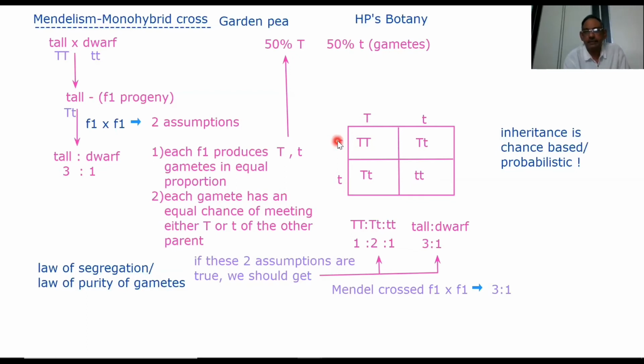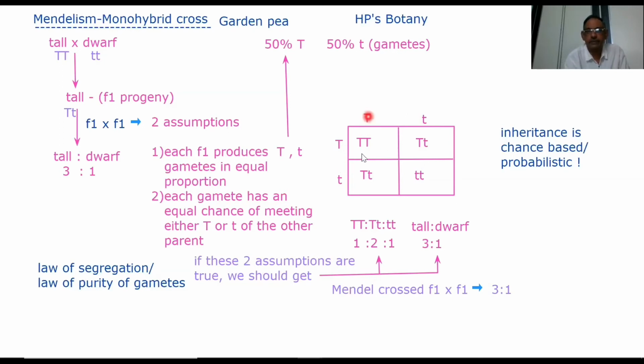And this gamete can meet this gamete or this gamete with equal chance. There is no preference. There is no interference. It's all chance probability. Any gamete has an equal chance of meeting any other gamete of the other parent. That being so, we can easily calculate the outcomes of gametic meetings.